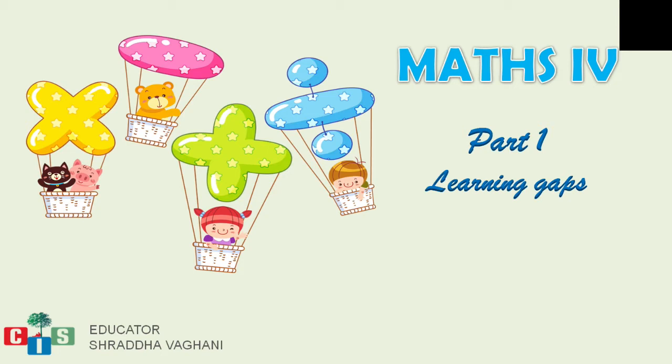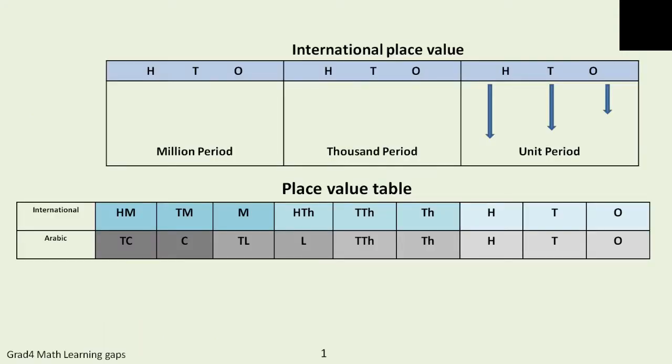That is, we are going to discuss worksheet number 1 from the learning gap. And in this we are going to discuss certain important topics. The first topic is the place value system. Now kids, as you know, the place value system is divided into two parts: the international place value system and the Indian place value system.